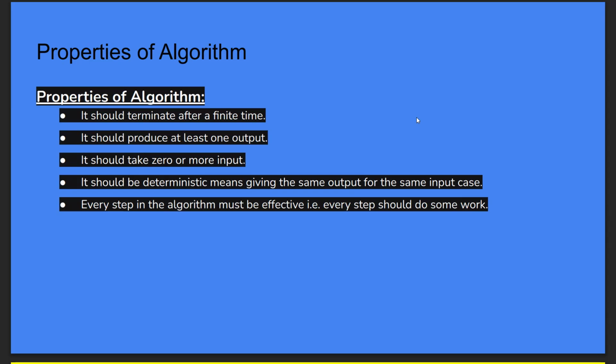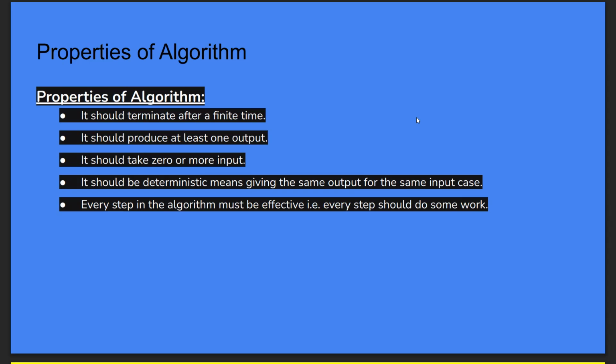Next one, it should be deterministic, meaning giving the same output for the same input case. So whatever the input that we are giving, the same output should be given according to the input case. So if we are repeating the same input, it should get the same output for the same input case. It is what the fourth property is saying.